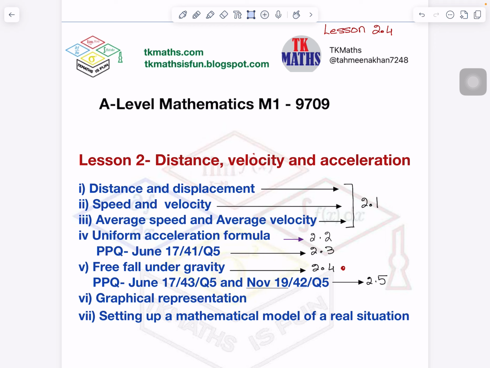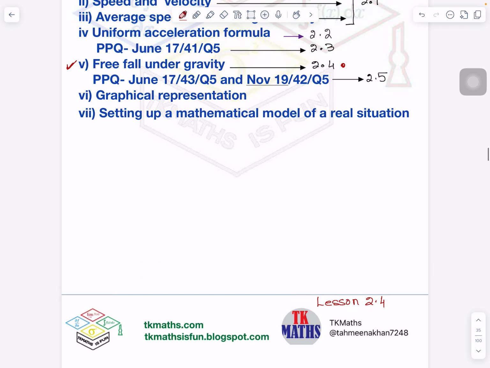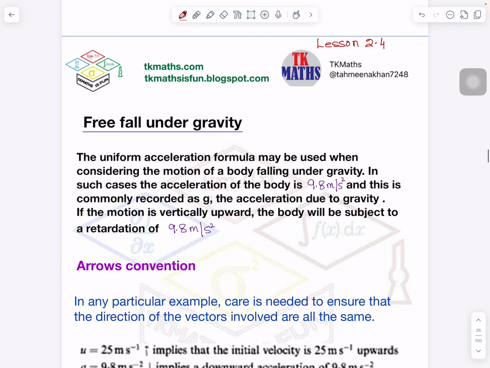In today's video, we will continue A-level mathematics M1 lessons, and this is lesson 2.4. In this video, we will cover free fall under gravity. The above points we have covered, and you can find the link in the description below. So let's start. Free fall under gravity.